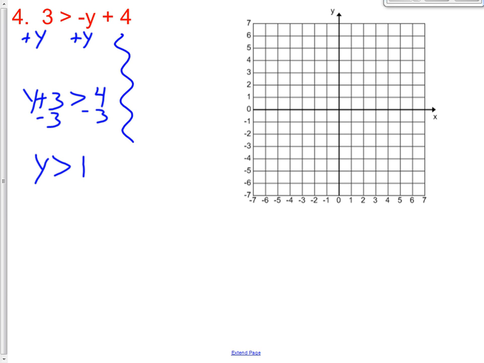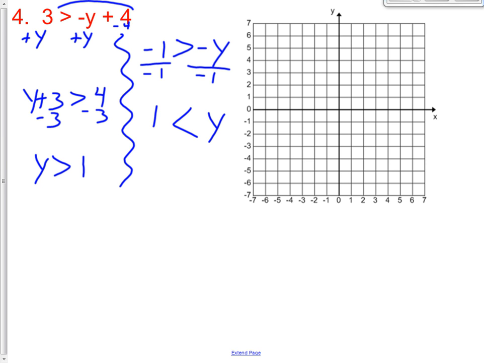If you brought the 4 over right away, after you subtract 4, you would get negative 1 is greater than negative y. Well, now you would have to divide by this negative 1 in front of the y. So when you divide by a negative, you have to change the sign. So now y is greater than negative 1 divided by negative 1, which is positive 1. Either way, you get y is greater than 1.